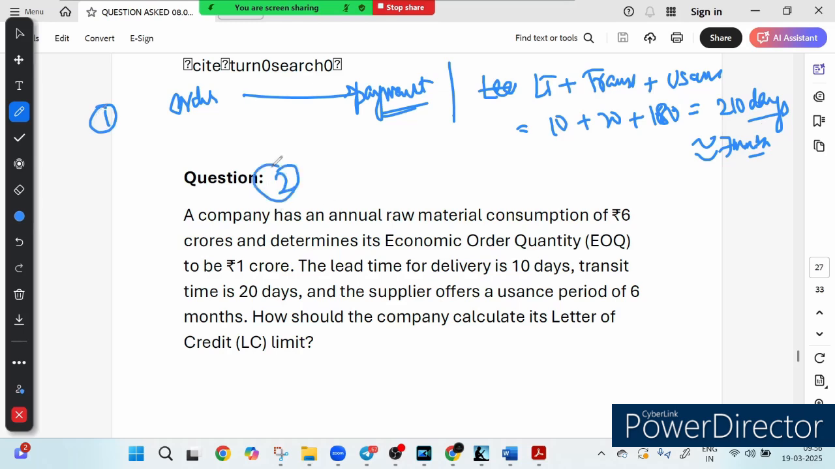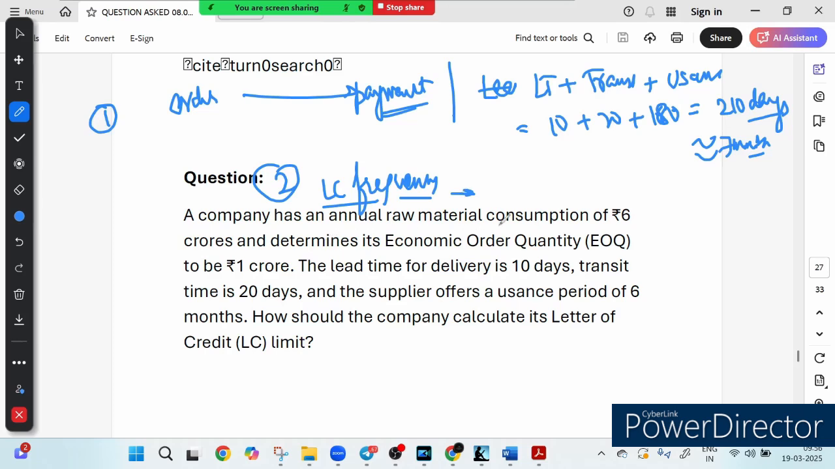Second thing you have to do is to determine the LC frequency. How to go about finding the LC frequency? So friends, LC frequency is very easy to understand. So let's determine how frequently the company opens LC.